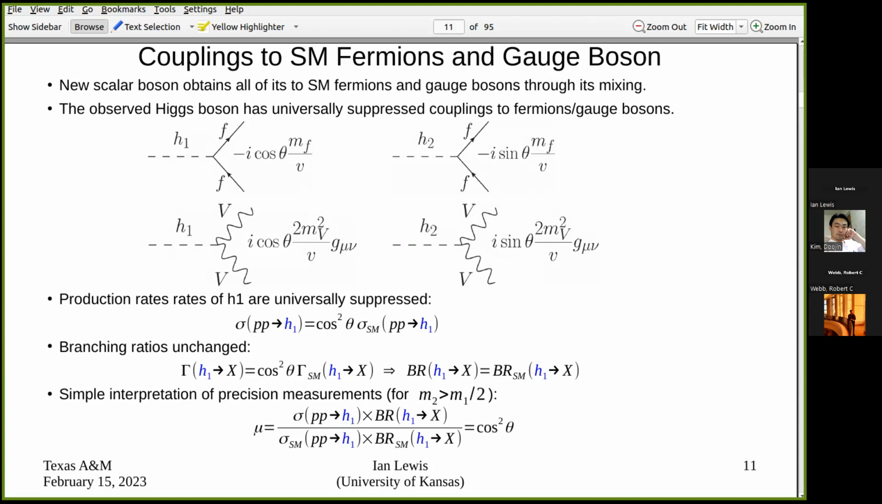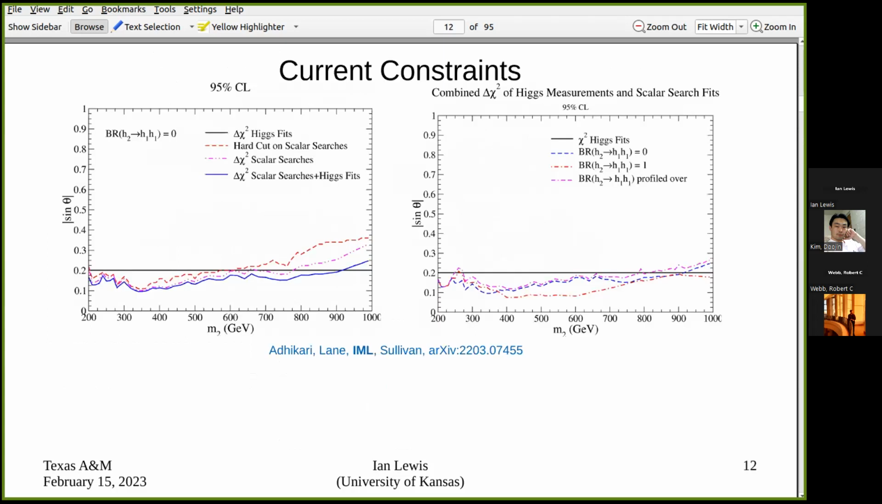PP to H, you have cosine squared theta times the Standard Model. The branching ratios are unchanged because the widths get universally suppressed by cosine squared theta. Branching ratio is the ratio of widths, so you multiply the numerator and denominator by cosine squared theta and it comes up to the Standard Model, which means all these signal strengths that I talked about, the prediction of this model is the variation, so I divide by the Standard Model. The branching ratios cancel. This gives me a cosine squared theta. And all my Higgs fits just put it down on cosine squared theta, independent of mass, which is kind of nice. These are current constraints.